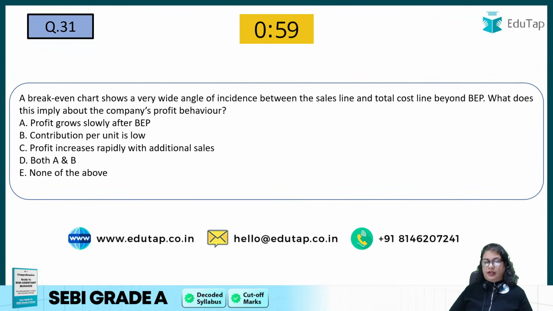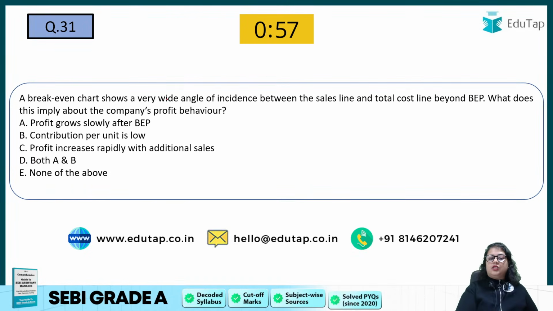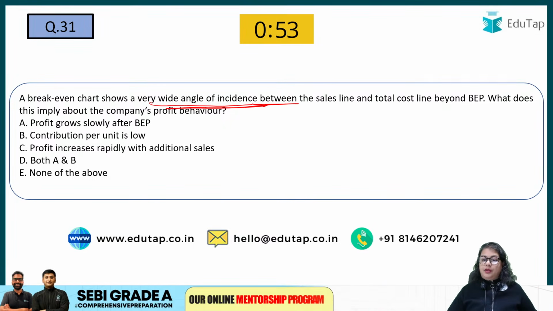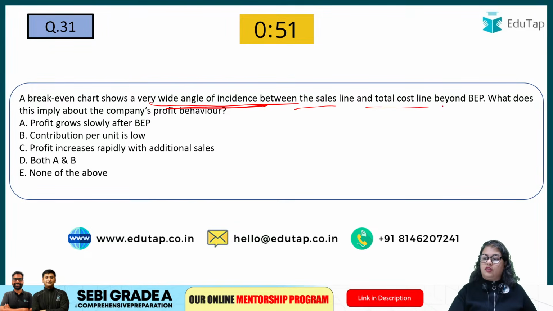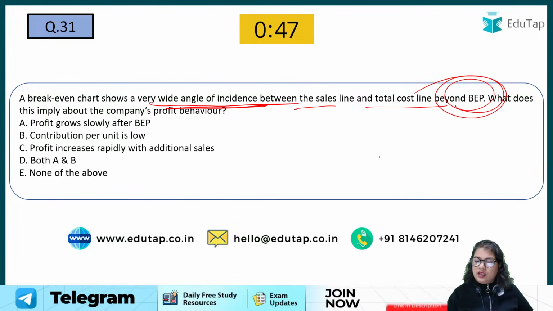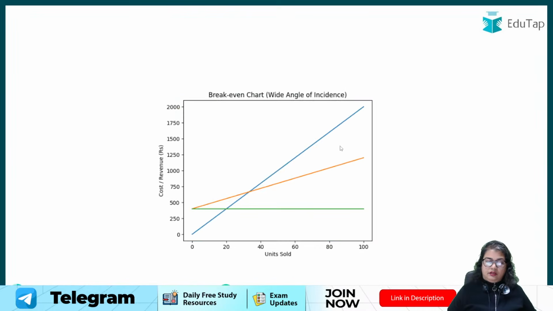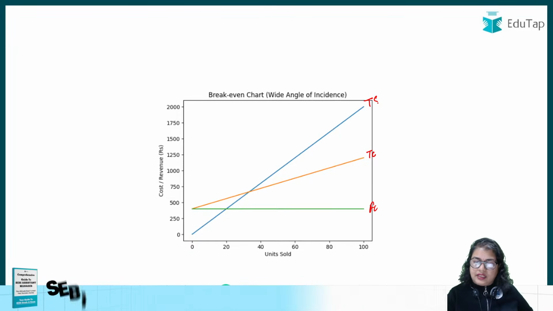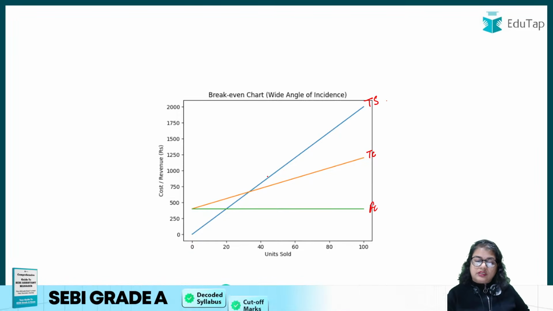Question number 31. A break-even chart shows a very wide angle of incidence, okay, between the sales line and the total cost line beyond BEP, that is the break-even point. Okay, so after the break-even point, I'll make the chart here. So this is the break-even chart. This is the fixed cost line. This is the total cost line, and this is the total sales line, right? Now this is the angle of incidence.